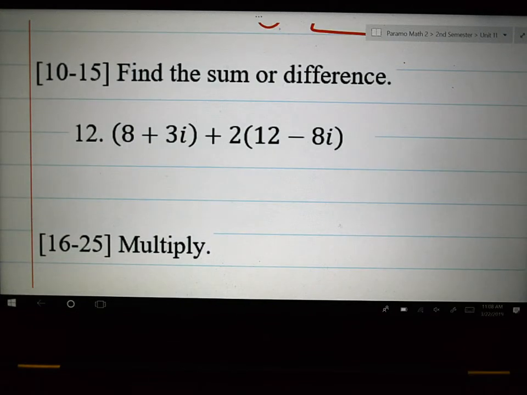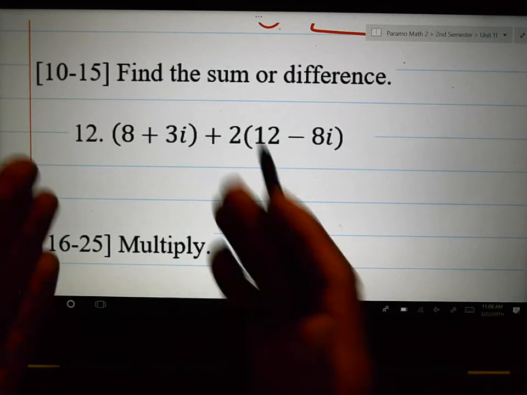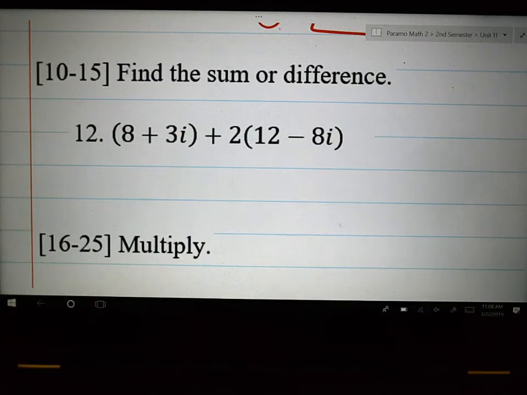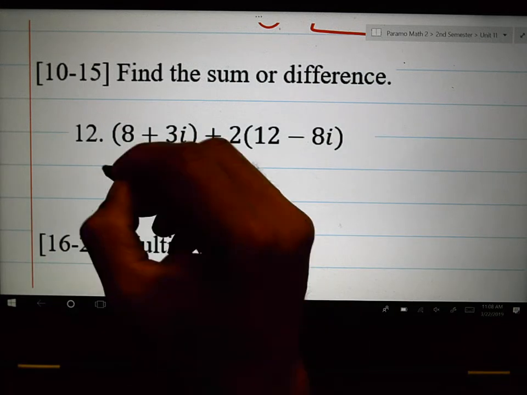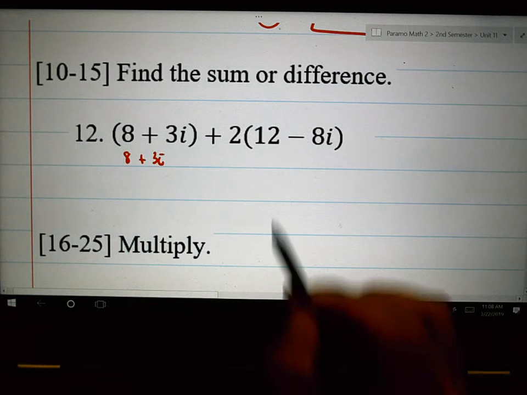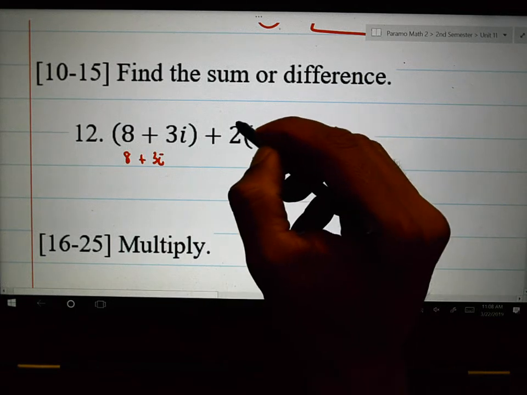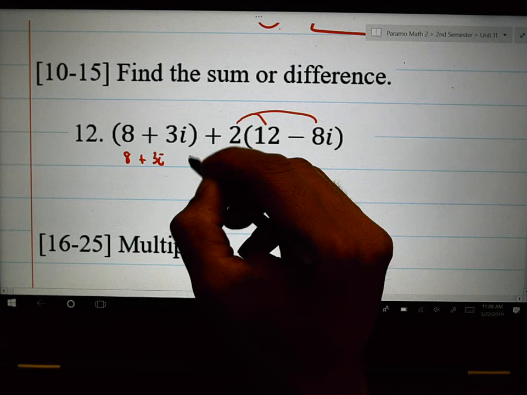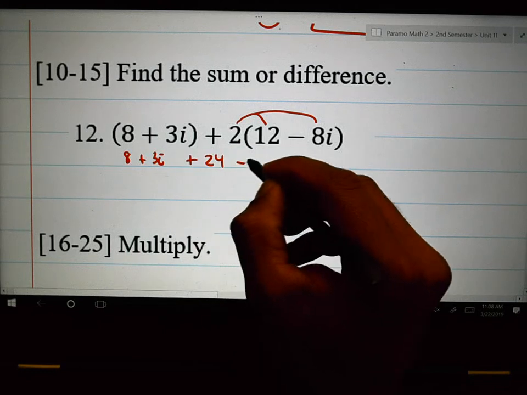Number 12. Sometimes they're going to ask you to combine like terms. If there's an addition sign, it means you're taking this and adding the product to that. Well, there's nothing in front of these parentheses, so we don't need them. But there's something in front of these parentheses, so we have to multiply before we can drop them. 24 minus 16i.